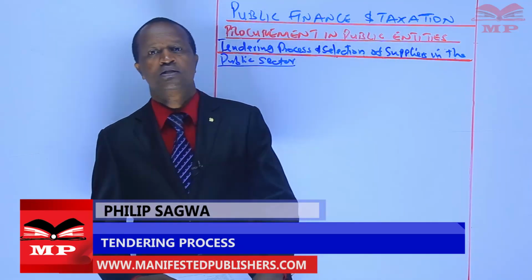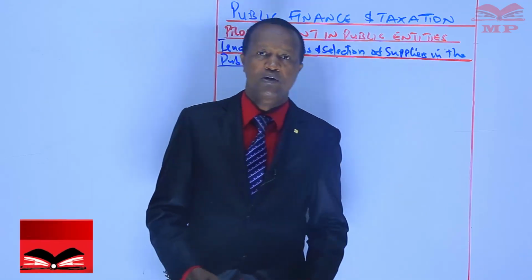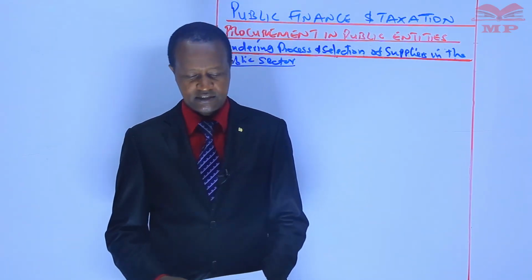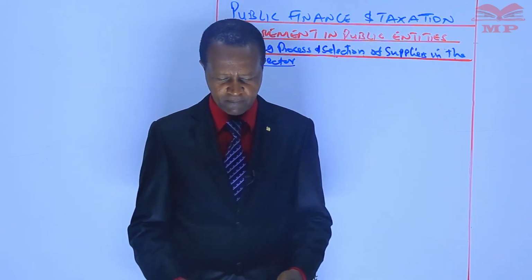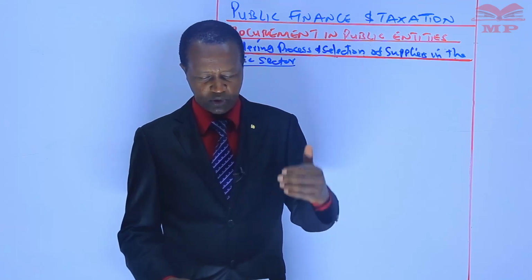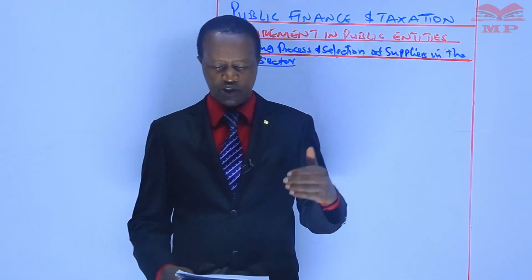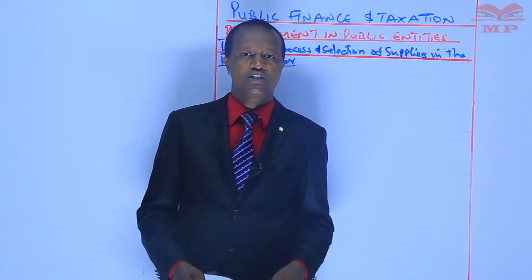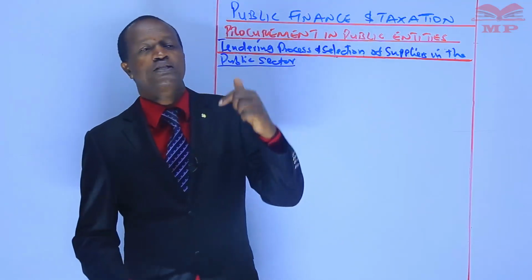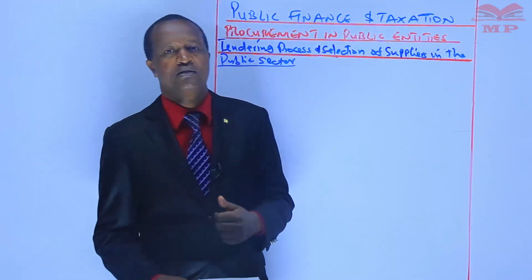The subject is public finance and taxation. We've been going through the procurement in public entities. In our last lesson, we studied the functions of the Public Procurement Administrative Review Board. Today, our focus is on the tendering process and selection of suppliers in the public sector.